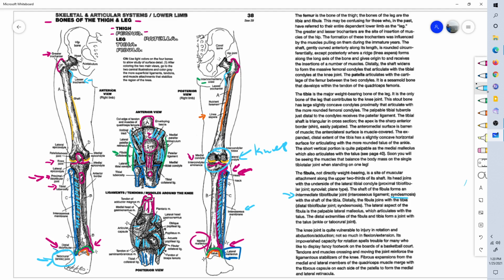The plantaris muscle, the calf muscle, the lateral head of the calf muscle right here, the medial head of the calf muscle. They're all cut so you can see what's underneath. But you can see the vast array of muscles that are crossing the back of the knee. Muscles, tendons, and ligaments, as well as here, crossing the front of the knee. And we'll learn all about those in more detail in upcoming lessons.